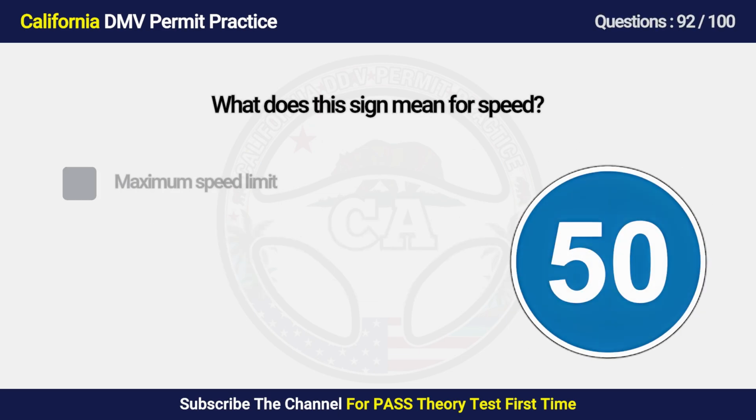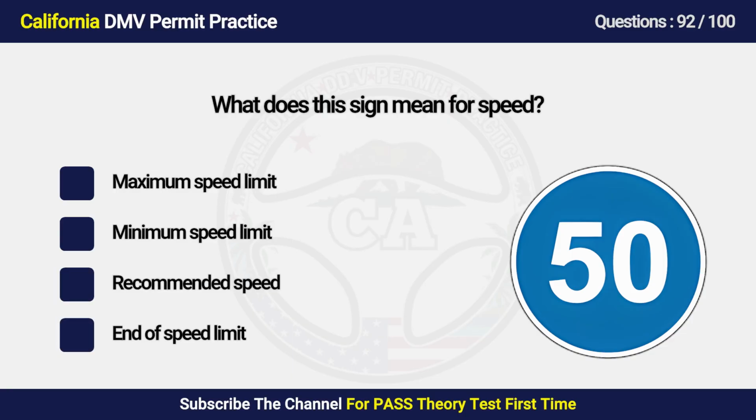Question 92. What does this sign mean for speed? A. Maximum speed limit. B. Minimum speed limit. C. Recommended speed. D. End of speed limit.